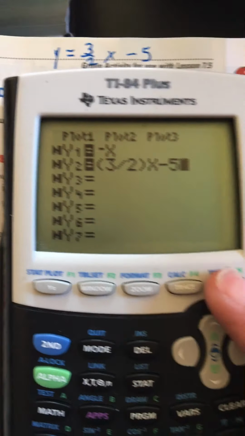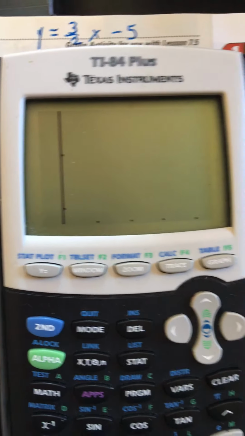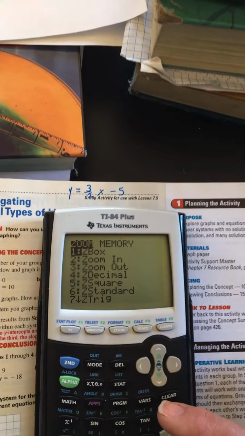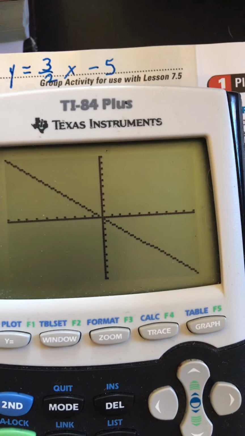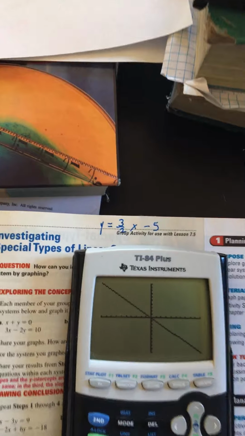Okay, now we're going to graph it. We're not going to worry about the window. Oh, and it's a terrible window. This isn't going to work at all. So I'm going to go to zoom, number 6, standard, and now try it. There's one line. That's the y equals x.